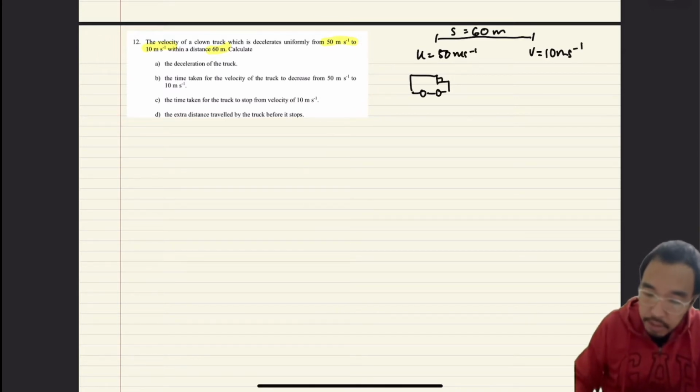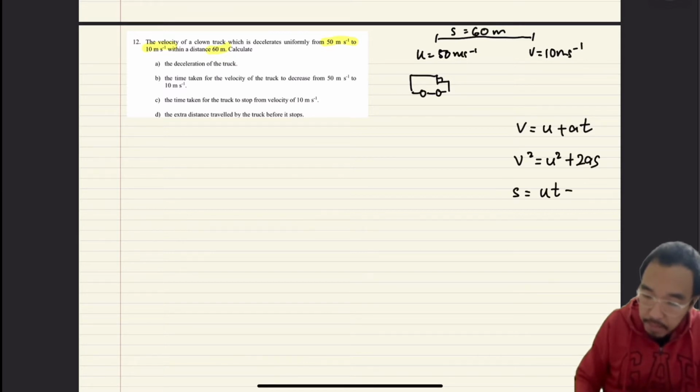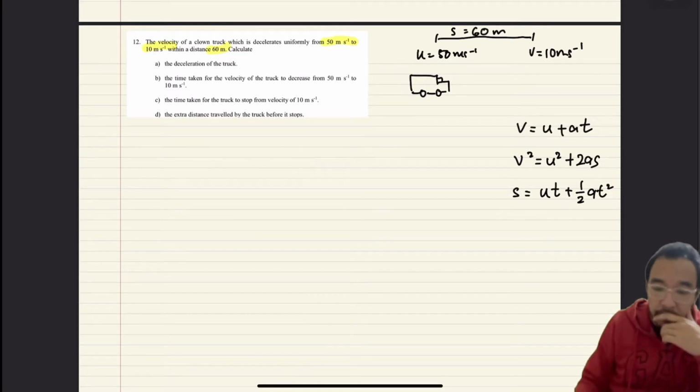So you have three equations. I'm going to list it over here. V equals U plus AT, then the second one V squared equals U squared plus 2AS, and then S equals UT plus half AT squared. The question wants you to find the deceleration. Okay, the deceleration is basically just your A, so you want to find your A.